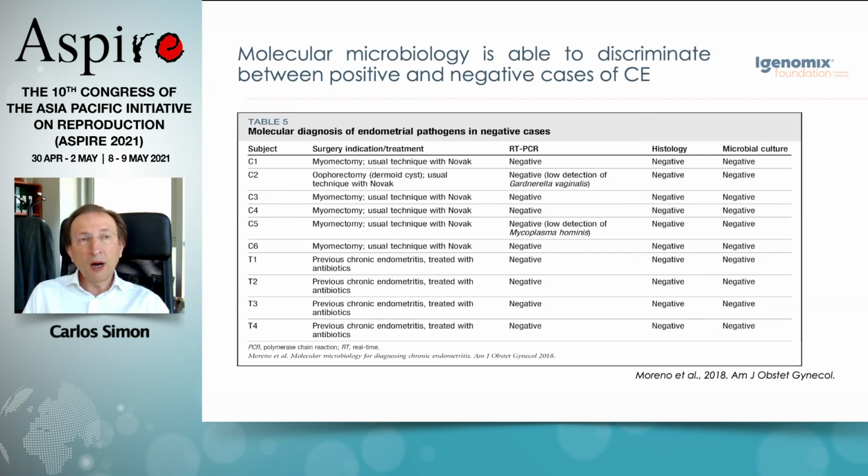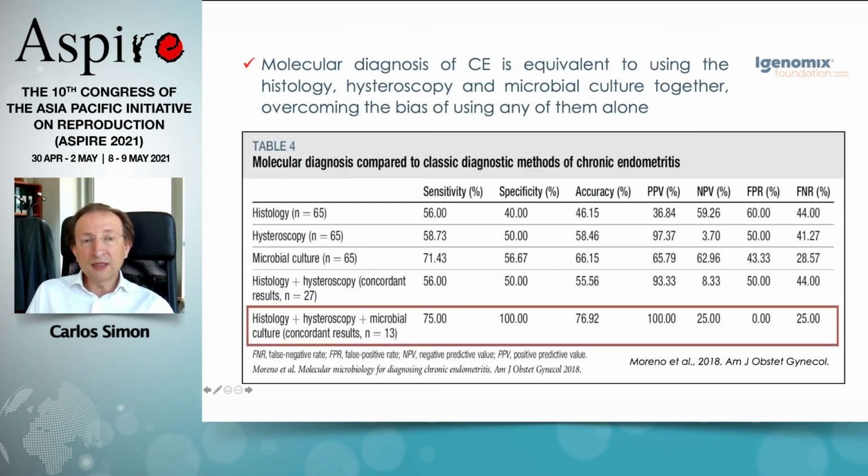We were even asked by the reviewers to be able to discriminate between positive and negative cases of chronic endometritis using this molecular test. And we used as controls patients that were found negative, and those patients that had been positive for chronic endometritis and now are negative. So we were able also to find that. And this is the final table from that.